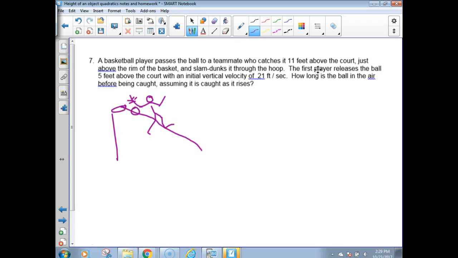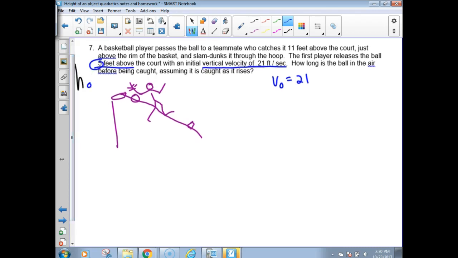All right. The first player releases the ball 5 feet above the court. Okay, so some guy's got it in his hand down here, and he's the one that threw it. We got to get on with this now. Okay, initial velocity is 21 feet per second. The first player released the ball 5 feet above the court. That's going to be my initial height.